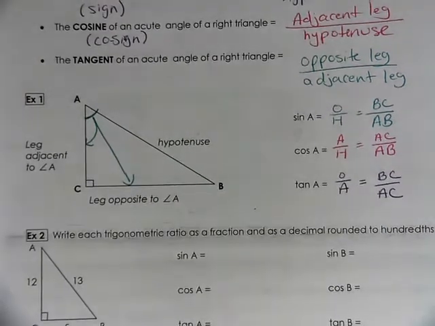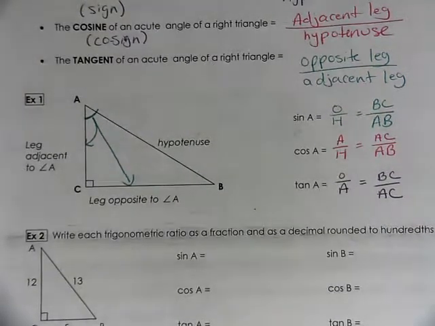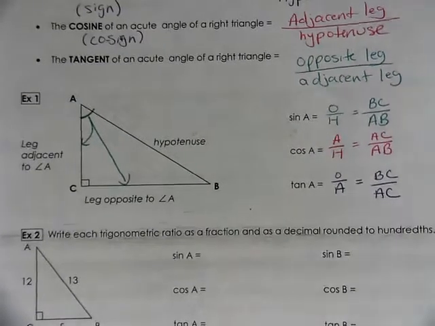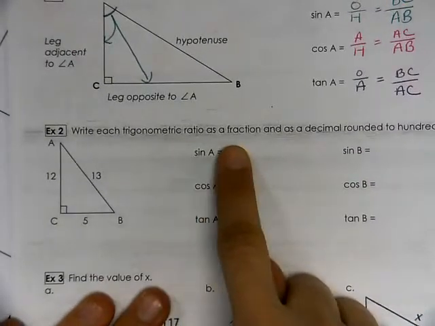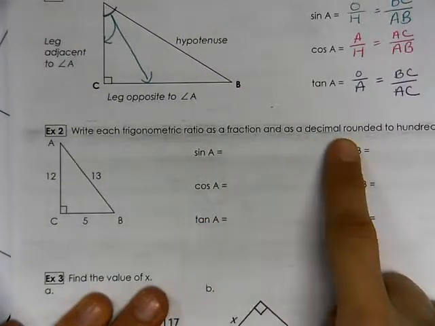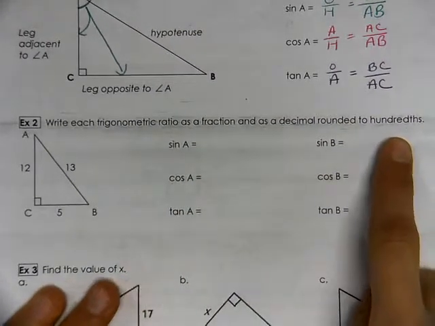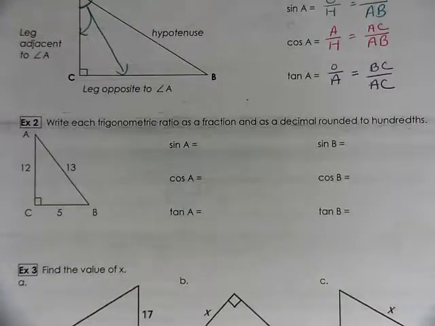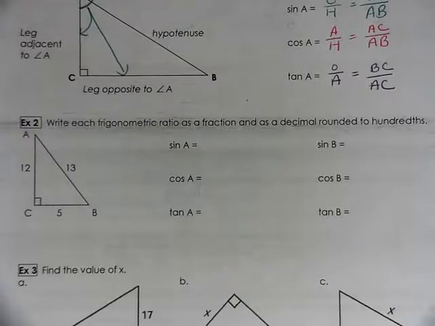So, when do we use this kind of stuff? I'm not going to have you write out the letters very often. The first step is going to say to write each trig ratio as a fraction and then as a decimal rounded to the nearest hundredth. From now on, you're going to get a lot of decimal answers. I always round to the hundredth, which is 2 decimal places, at least. The more you round, the more accurate your answer.